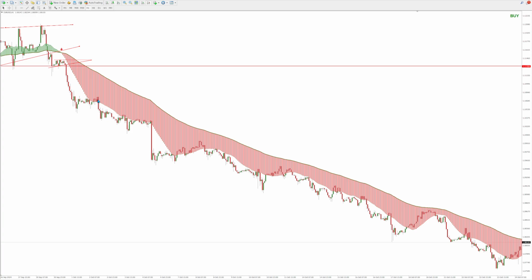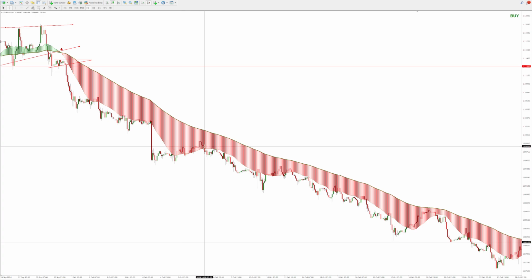So you see the pullback here, you could have sold there. You've got the pullback here, you could have sold there. Pullback here, you could have looked to have sold. If you did have your stop loss the other side of the ribbon or the recent high, you would have been okay, even though the price continued back there. That's the thing with the pullback. You don't just have to trade as soon as price makes a pullback.